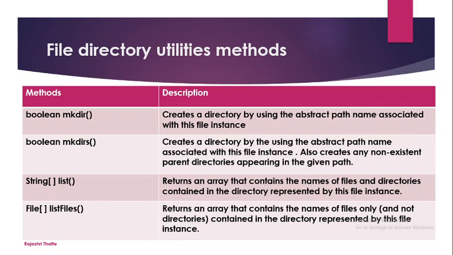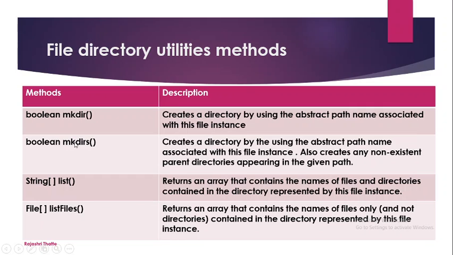So let us consider the F1 object we are using for some directory path, and let us consider the path was d colon slash bcs, and the bcs directory does not exist. Now I want to create the directory by using that path. So what can I do? F1.mkdir. With that bcs name, the directory will be created, and as a return I will get true because the directory is created.